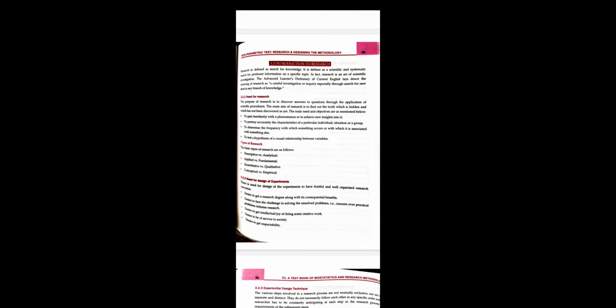The basic types of research are as follows. First one is descriptive versus analytical research. Second one is applied versus fundamental research.